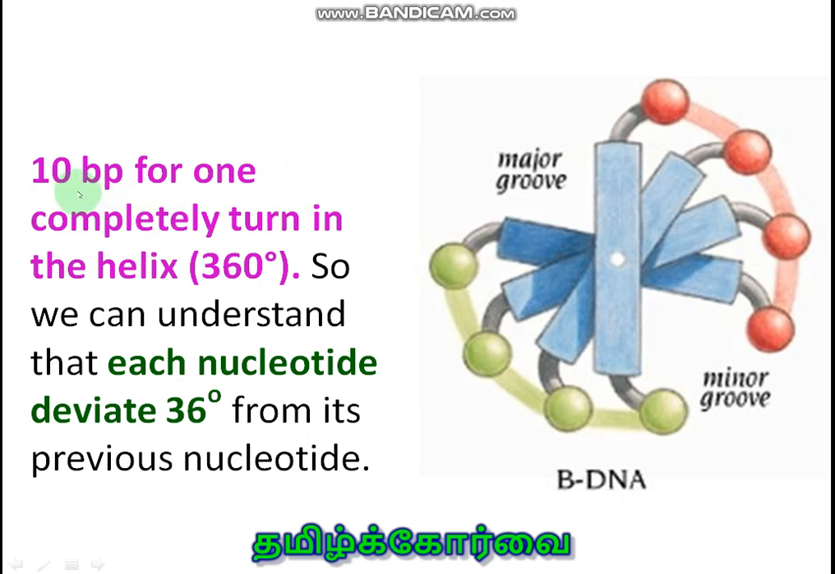Here you see there are 10 base pairs to complete one turn of 360 degree. One turn means one complete turn of 360 degree. Then each nucleotide deviates from the previous nucleotide by about 36 degree. That point also is to be noted.